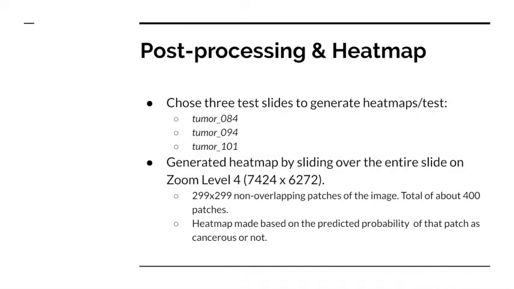So basically how we evaluated it was we chose 3 test slides in the beginning to hold out. These were 84, 94, and 101. And how we generated the heat map was we just slid the 299 by 299 tile over the image again, and we had about 400 patches on zoom level 4, which was 7424 by 6000-ish resolution. And we just predicted the probability of each little tile on this zoom level 4 image.